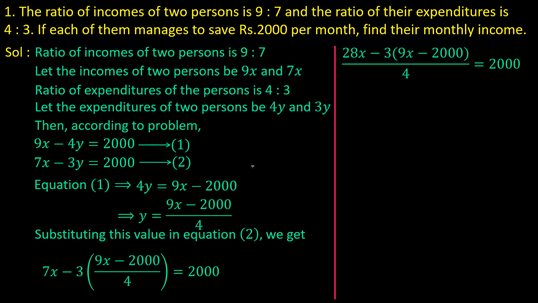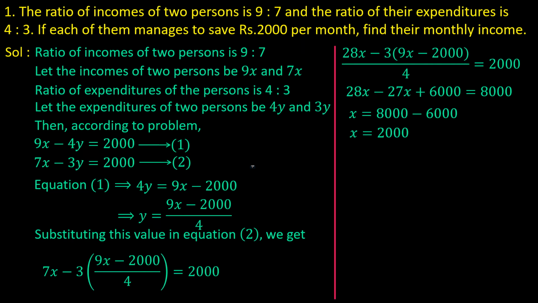Now we can transfer the denominator 4 to the right side. Then we get 28x minus 3 into 9x is 27x, minus into minus plus 3 into 2000 is 6000. So 28x minus 27x plus 6000 is equal to 4 into 2000, equal to 8000. Now 28x minus 27x is x, and we can transfer this plus 6000 to the right side. Now x is equal to 8000 minus 6000, which is equal to 2000.